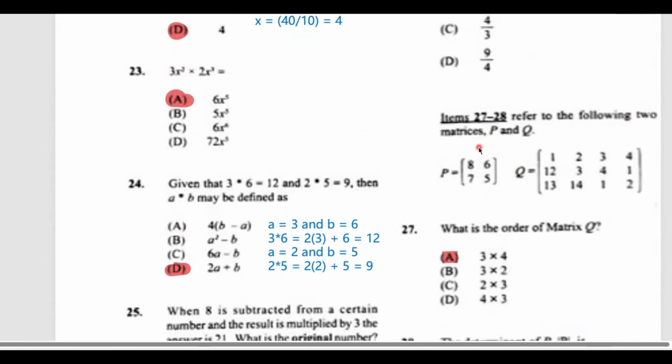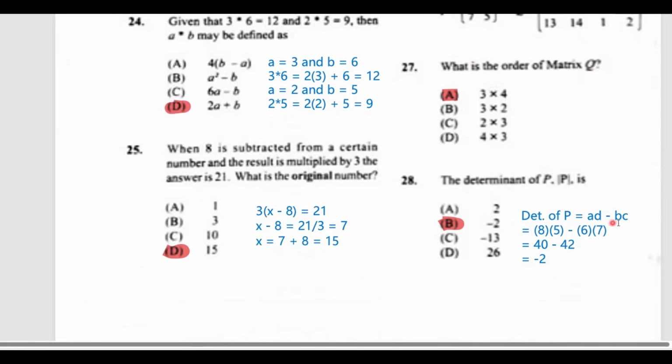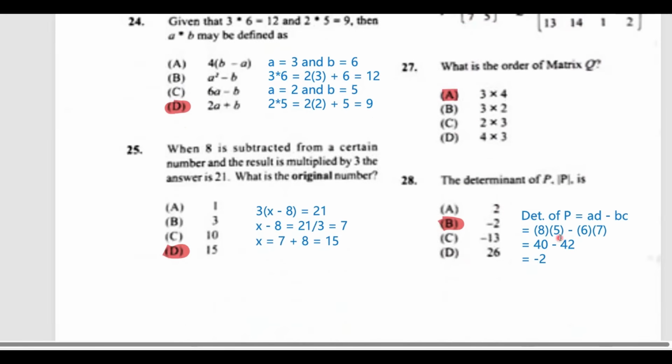27 to 28 refer to the following two matrices P and Q, which we could see here. What's the order of matrix Q? As you will know, order is number of rows by number of columns. You have 3 rows by 4 columns, so it's 3 by 4. A. Determinant of P is, as you know, the determinant is AD minus BC. In other words, it's your first diagonal minus your second. That'll be 8 by 5 minus 6 by 7. 8 5s are 40 minus 6 7s are 42. 40 minus 42 is minus 2. That's B.